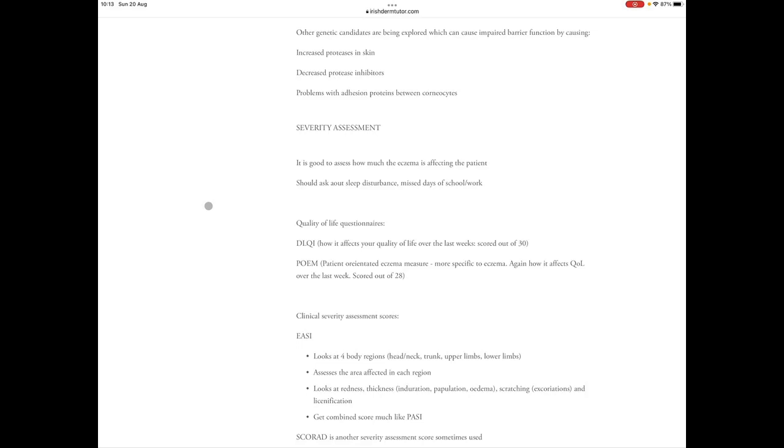And there are other genetic candidates that are being explored which likely also cause impaired barrier function. And this may be as a result of increased proteases in the skin, which can break down important proteins, or decreased protease inhibitors, which leads to the same result, or problems with adhesion proteins between corneocytes. And again, I won't go into that in too much detail. Now, I'm sorry, I know that was quite long-winded, but hopefully that will give you a better appreciation of the pathogenesis of eczema and why we use some of the treatments we do.